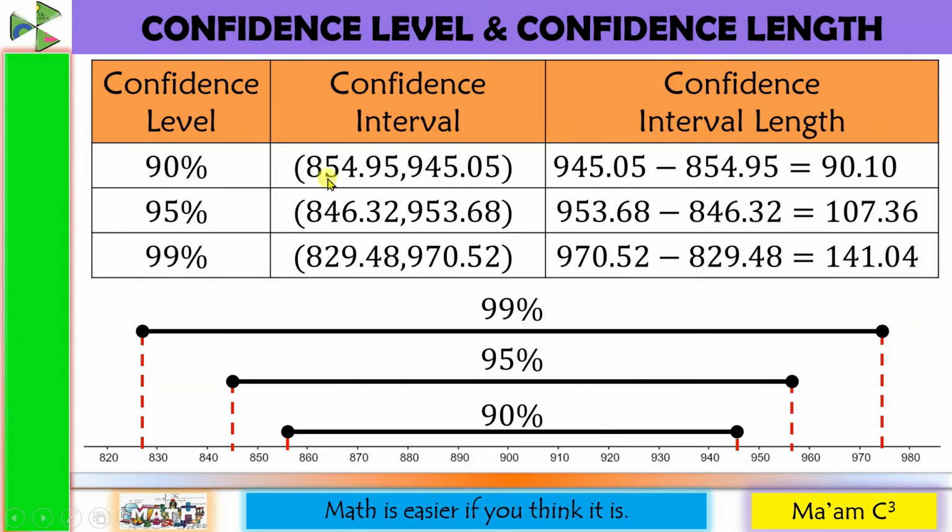Let us put in the table our answers earlier. For the confidence interval length, simply subtract the lower limit from the upper limit. So we have here the answers for the interval length. Now, what do you notice? The higher the confidence level, the longer the confidence interval. What else? As the confidence level goes higher, the precision gets lower. For example, let us compare these two. For 99% confidence level, there are more possible values than 95% confidence level. Thus, 99% confidence level is less precise than 95% confidence level.